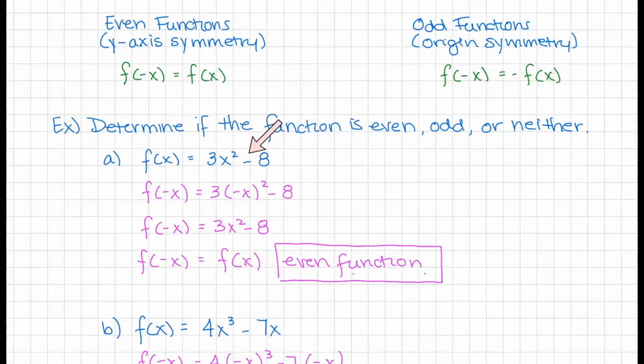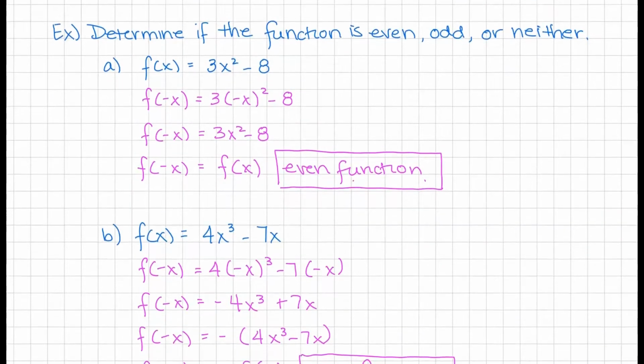So if I take this blue function, f of x, and I substitute a negative x in for the x, this is what it looks like. Now let's try to simplify it. Let's see what happens. A negative raised to an even power will be positive, and a positive times 3 is positive. And so I wind up with this, but hey, that's just the original function. So I wind up with f of x. So f of negative x is f of x, so it's an even function.